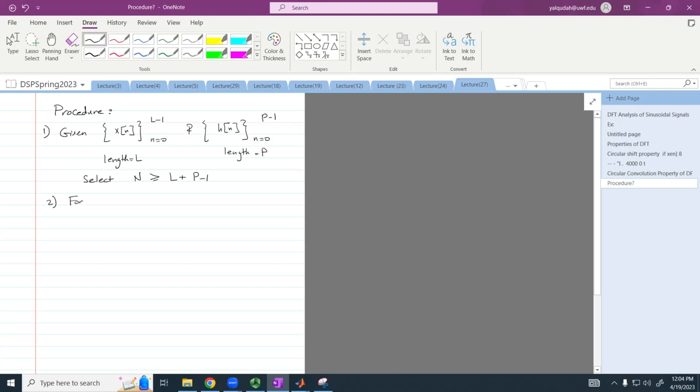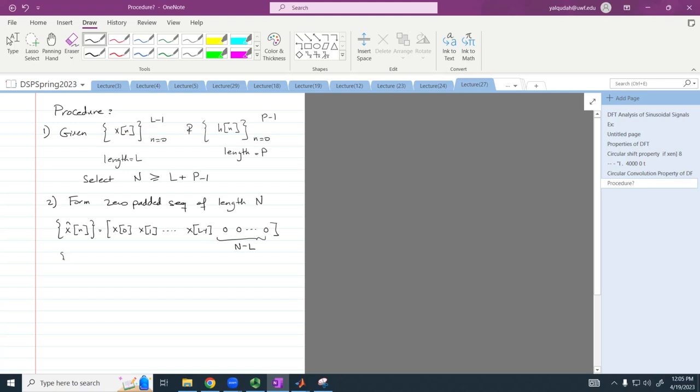And I'm going to form a zero-padded sequence of length n. So therefore, I'm going to form x hat of n, that is going to equal x of 0, x of 1, all the way to x of L minus 1, and then 0, 0, all the way to zeros. So here I'm going to have n minus L zeros.